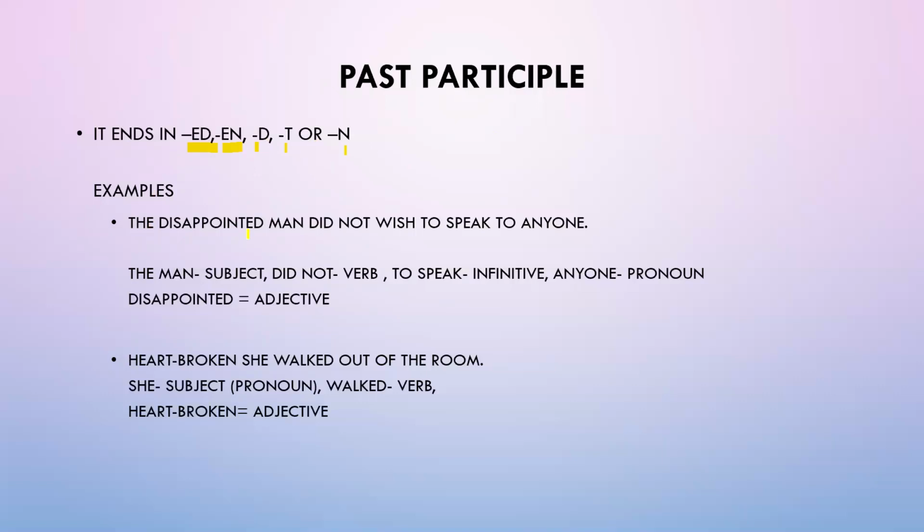So example, the disappointed man did not wish to speak to anyone. So in this, the man is the noun, subject. So what kind of man? Disappointed man. So this is acting as an adjective, right? Did not wish, this is the verb. To speak. So in this particular sentence, two non-finite verbs are there. To speak, this is an infinitive. Anyone, pronoun. So I hope that this is clear. The picture is getting clear to you.